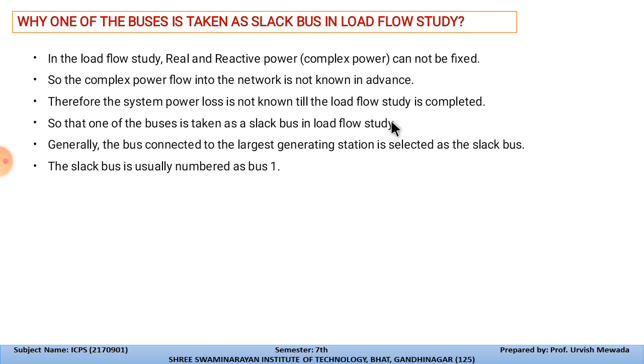While we perform the load flow study, generally the bus connected to the largest generating station, as I already discussed in the previous slide, is selected as the slack bus, and the slack bus is usually numbered as bus number 1. So this is the reason why we take the slack bus while we do the computation of the load flow study for the power system.